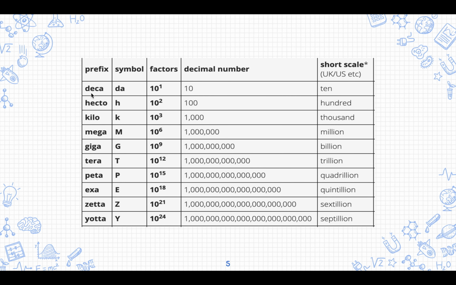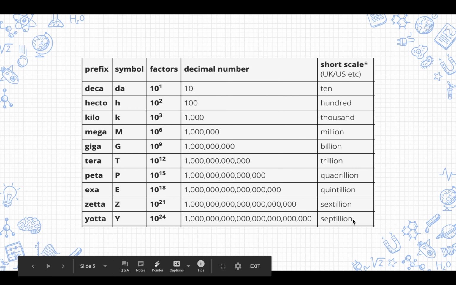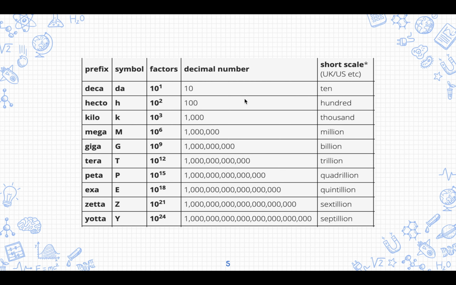So let's take a look at some of the other prefixes that we have. We have deca, hecto, kilo, mega, giga, and it goes all the way up to septillion. That's ridiculously high, 10 to the 24th. So deca would be 10. Hecto would be 100. For example, a hectare, if you've ever heard of it, is 100 acres. Kilo is 10 cubed, 1,000.